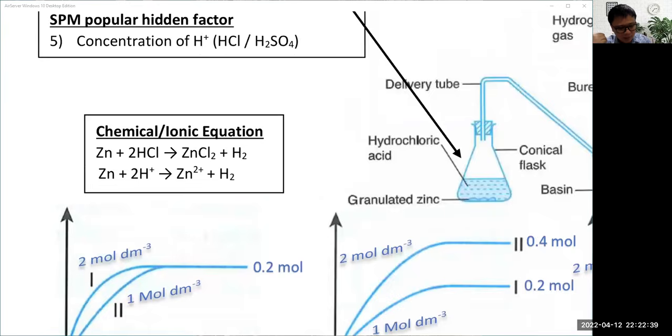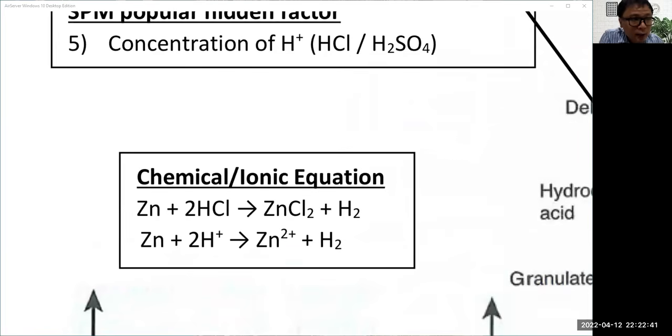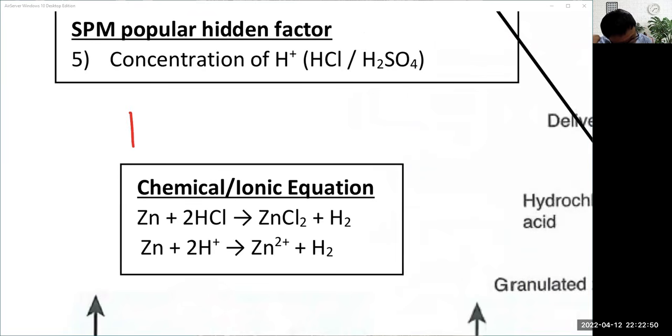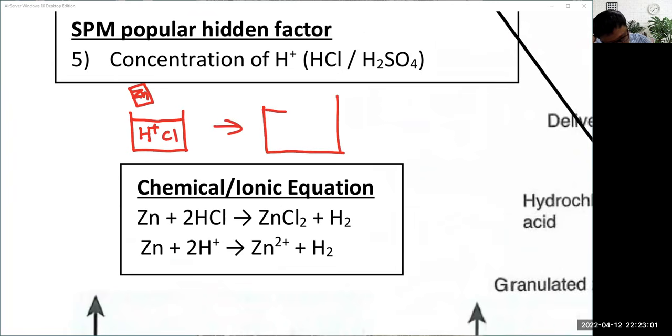Then the second thing is about the chemical equation and ionic equation. The chemical equation and ionic equation are very important because they decide what you need to write in the collision theory. So we see zinc, I put it into hydrochloric acid. After the reaction, what happened? The zinc has dissolved and become zinc chloride. Then the hydrogen becomes gas.